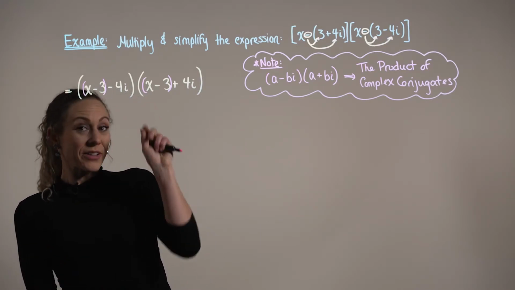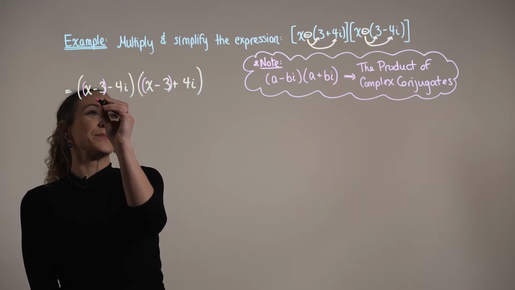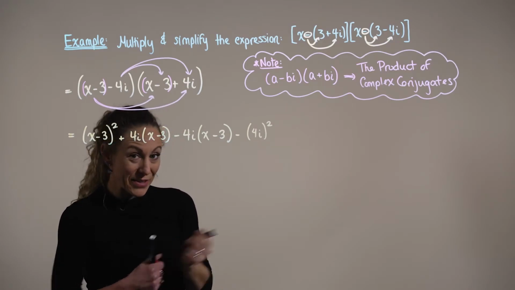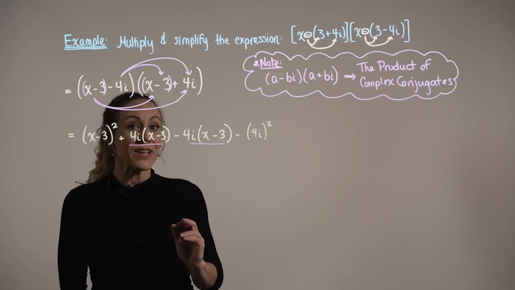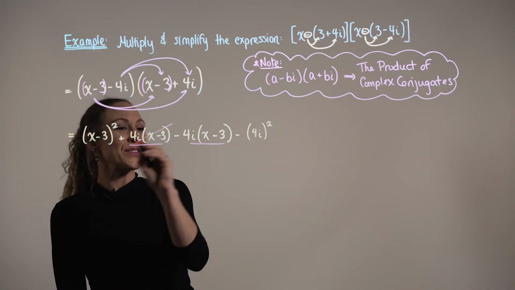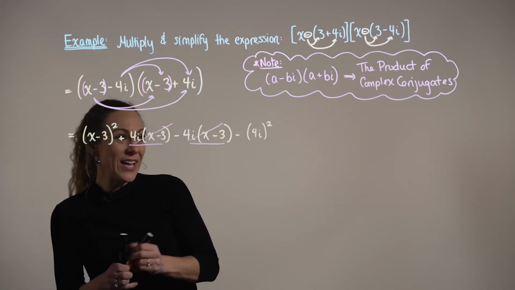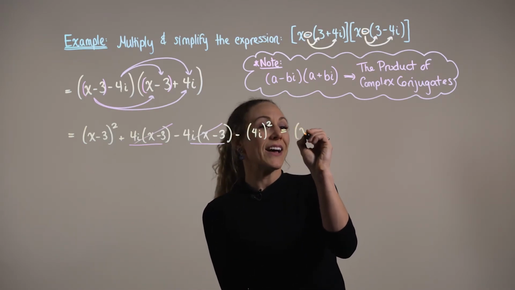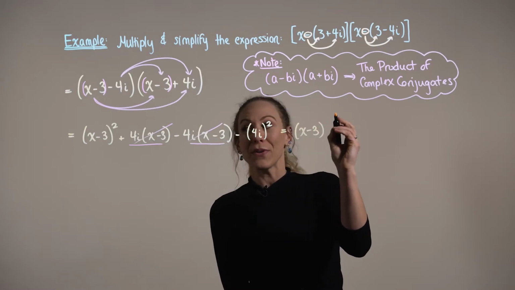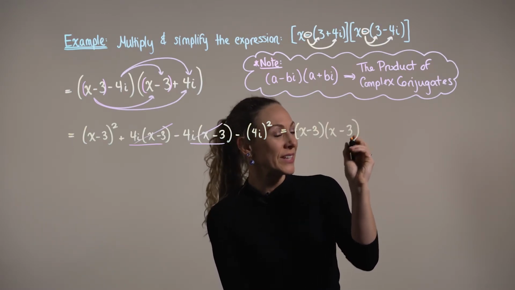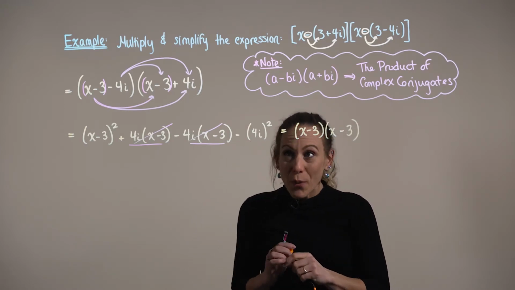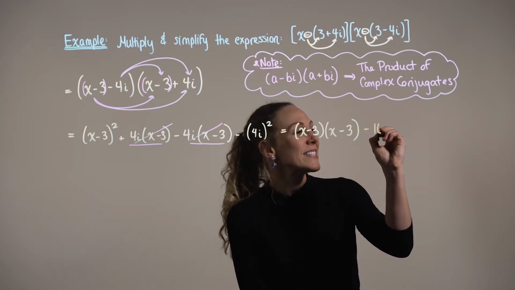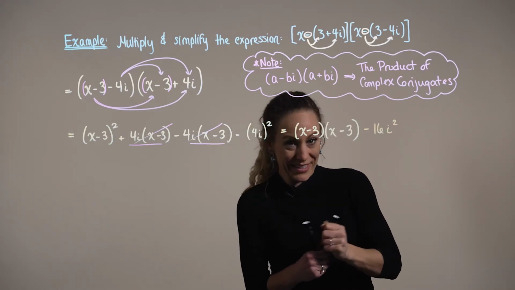Now, from our product here, we're going to apply the FOIL method. So applying our FOIL method, we see that our two intermediate terms are the same with opposing signs, so they're going to cancel each other out. And we can further simplify by rewriting our binomial product x minus 3 squared as x minus 3 multiplied by x minus 3. And then with our last term, minus 4i squared, we can rewrite this using the properties of exponents as 16i squared.